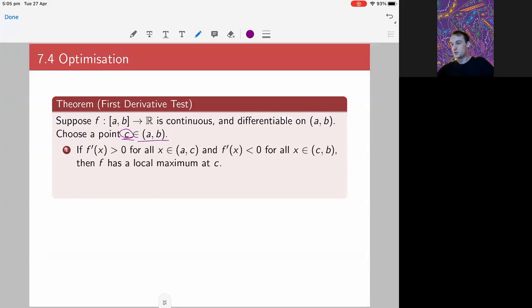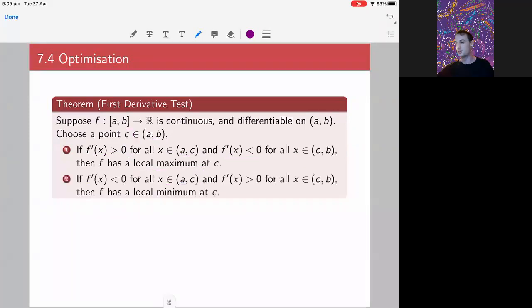Let's see under what circumstances we can guarantee that this point is a local maximum. Well, if it so happens that the derivative is positive before c and happens to be negative after c, then your function actually has to have a local maximum at c. Maybe that's not too surprising, but nevertheless, this is an important observation, and so we'll state it as a theorem just to make sure you know just how important this is.